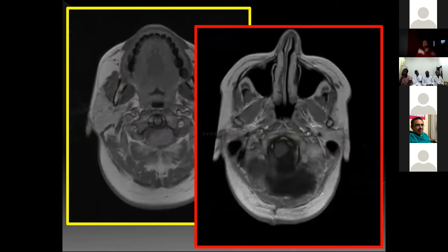This is an axial view. In this, you can see how the medulla was almost collapsed, so the tumor was big in this place. After the resection, here we have the medulla and the superior aspect of the spinal cord.